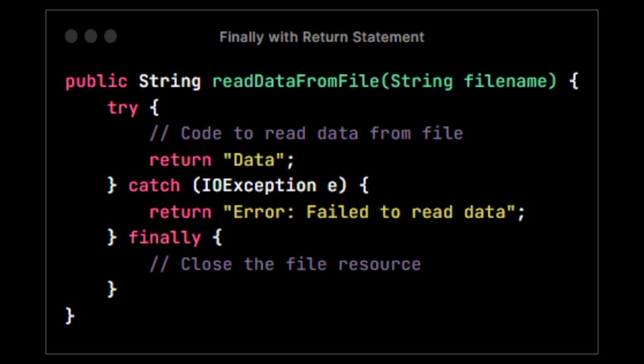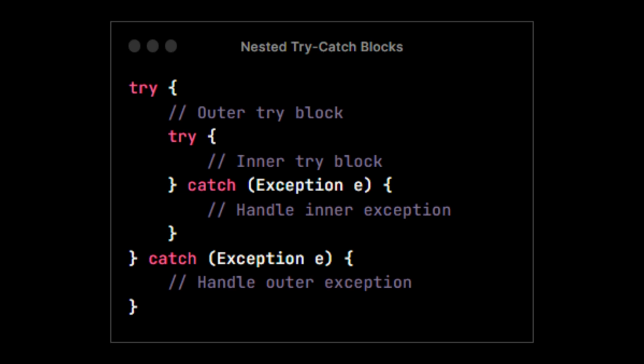Finally, with return statement. The finally block can also be used in conjunction with the return statement. In this example, we'll use a finally block to ensure a resource is properly closed, even if an exception is thrown.